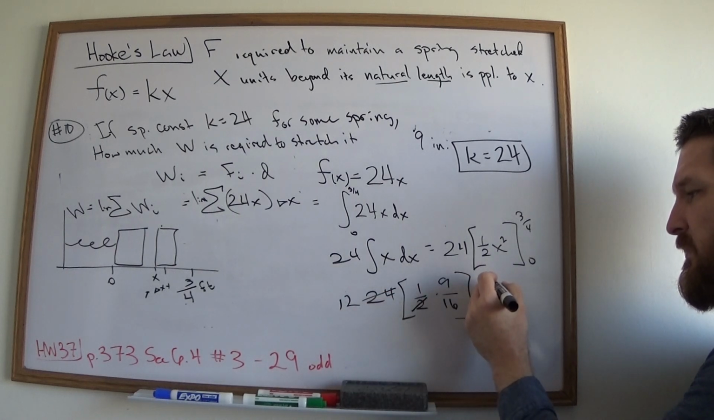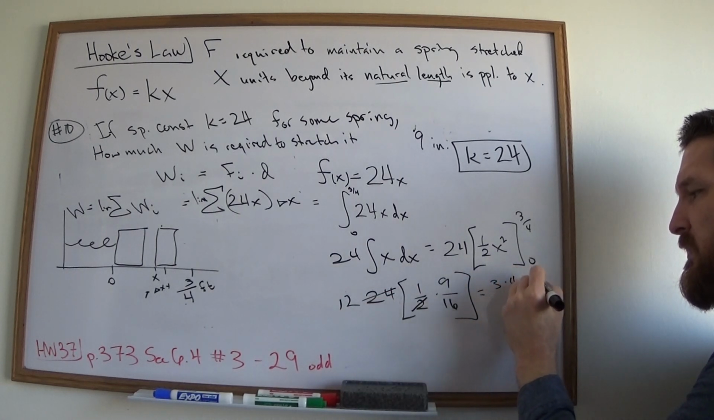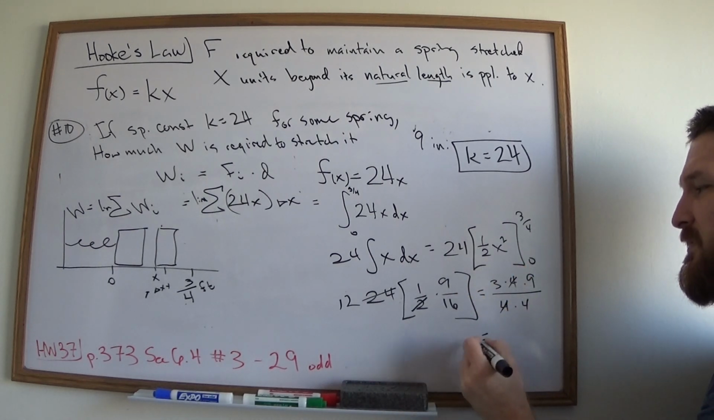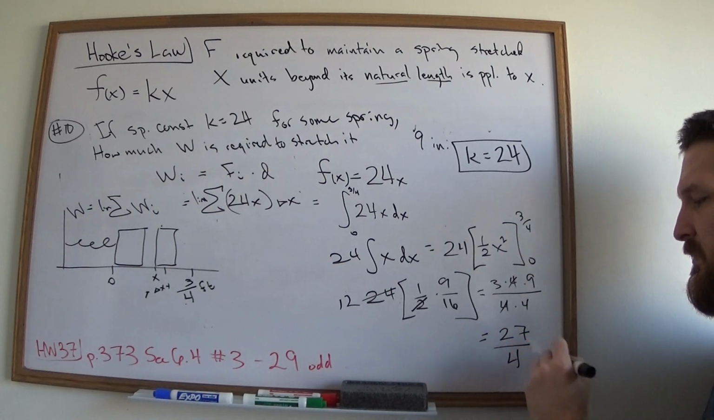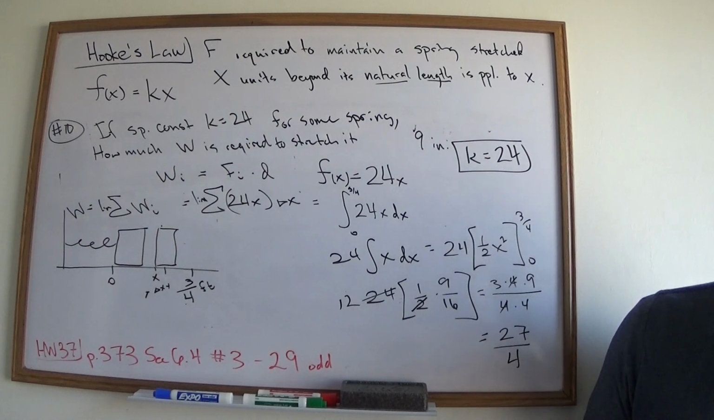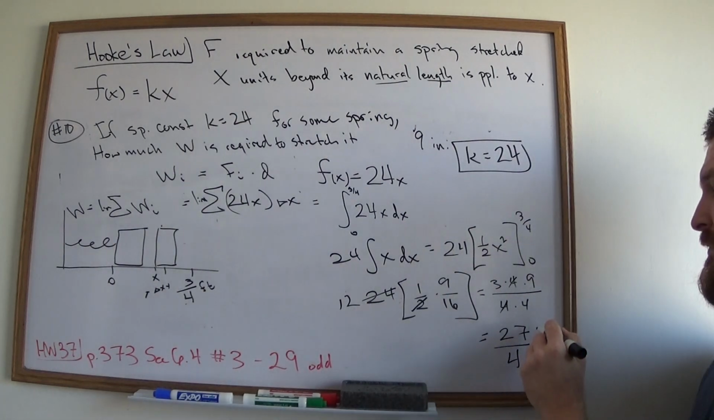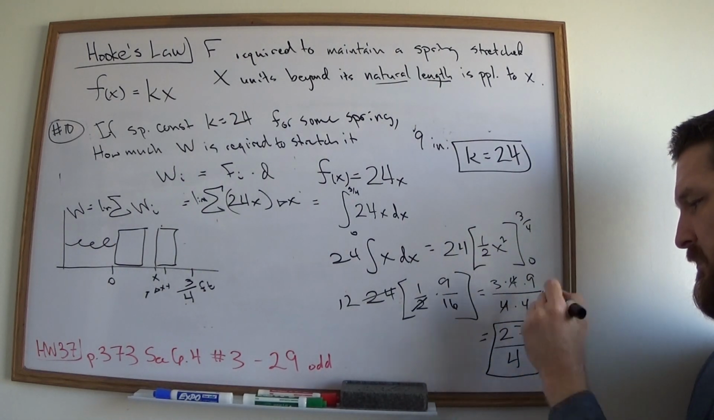16 and 12 is 3 times 4 times 9. 16 is 4 times 4. Is that what you said? 27/4? Is that what I got? Yeah, 27/4. There we go.